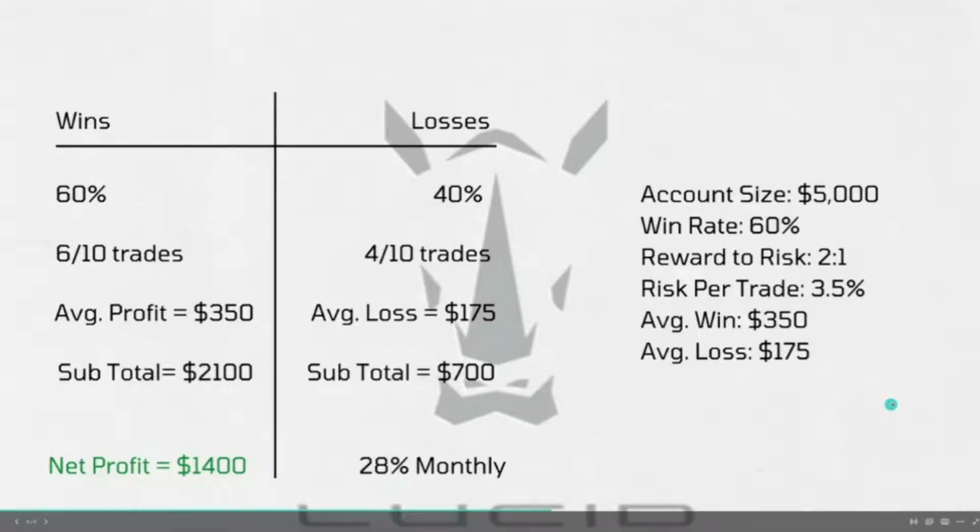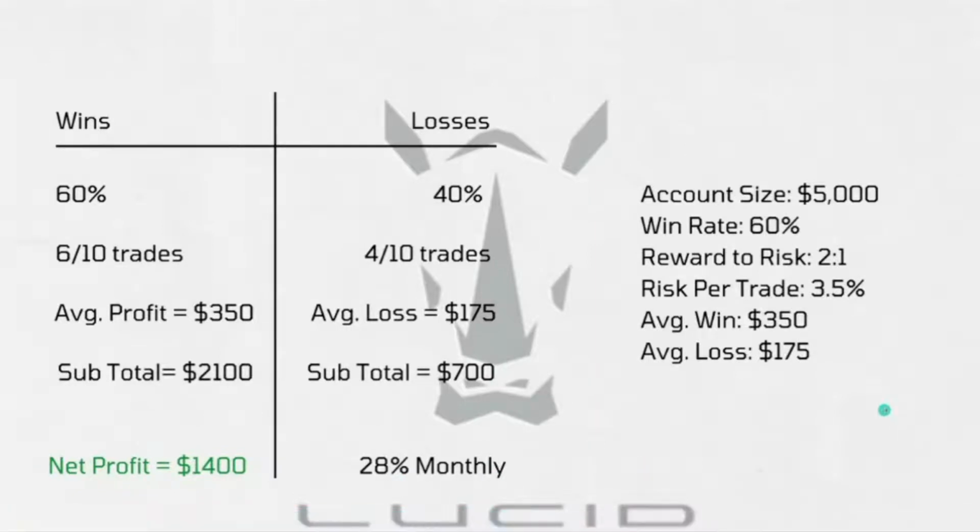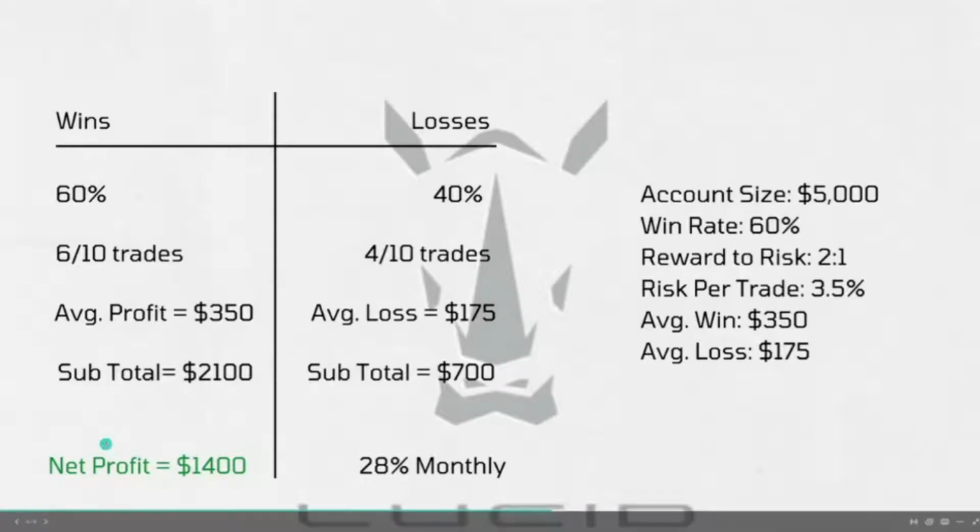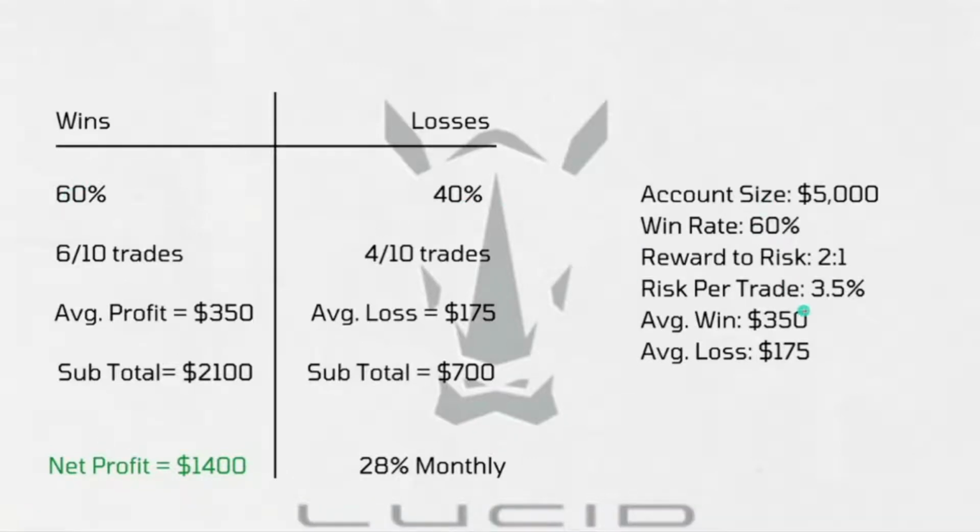All right, so let's move to a winning rate. What happens when I flip the numbers here? Everything on the right's the same. We're still 2-to-1. We're still 5,000 account size. We're still risking 3.5%. We're averaging 350 per win. This is all the same except for our win rate.